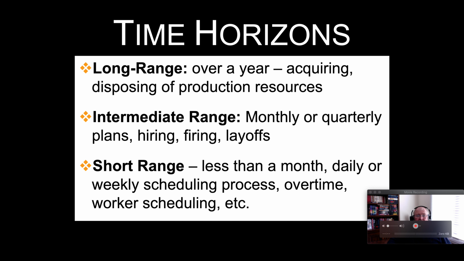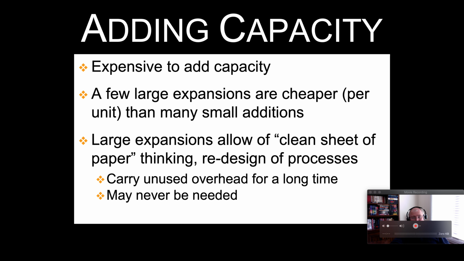Short range or short-term time horizons tend to be less than a month. They might be daily or weekly, for example. And examples of processes that we do in the short range are typically scheduling processes, overtime scheduling, worker scheduling, things of that sort.